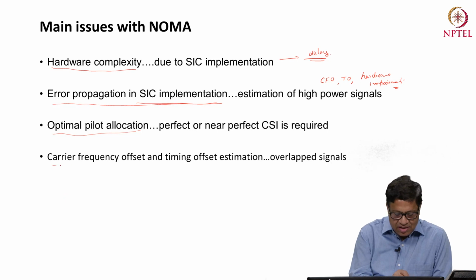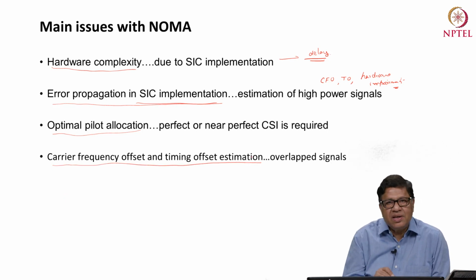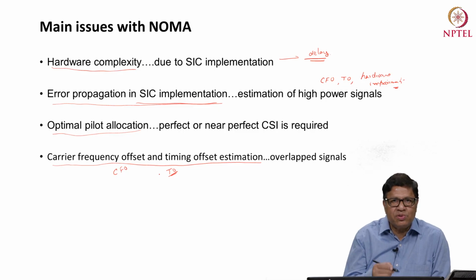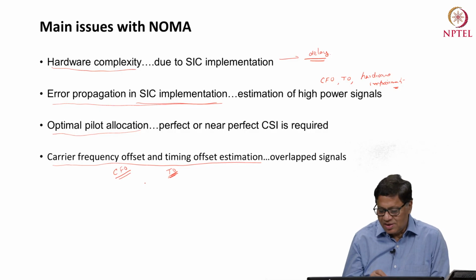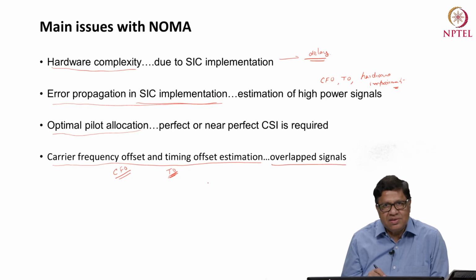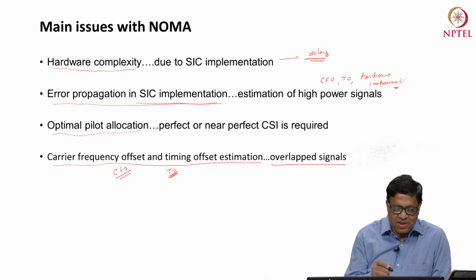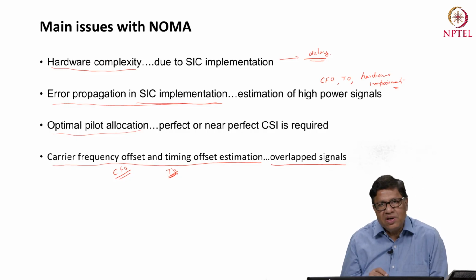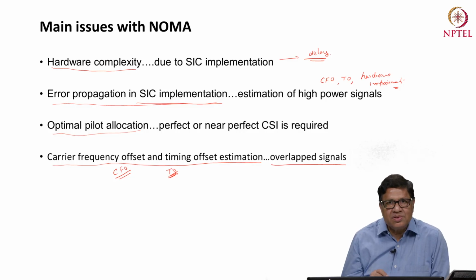And then carrier frequency offset and timing offset estimation. In case of orthogonal multiple access, for example in RF, carrier frequency offset, that is CFO, and timing offset are estimated fairly accurately because you can distinguish the signals at the receiver end. So this correction can be easily done in case of OMA signals, whereas since the NOMA signals are overlapped signals, this CFO estimation and timing offset estimation becomes a real challenging task.